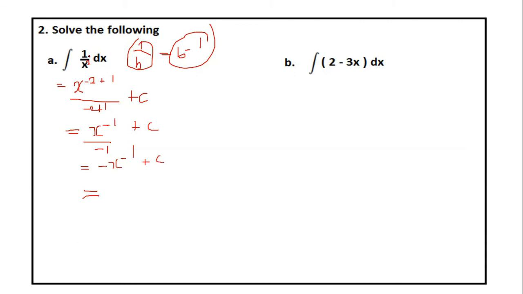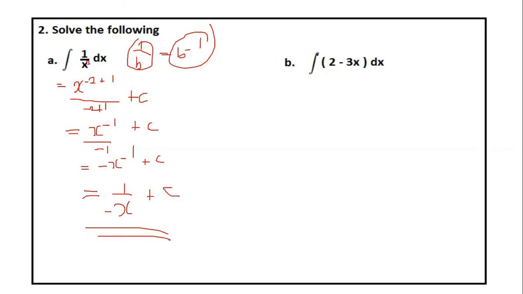Then I should take it back now to this format in which it was. So now when that happens, I'm going to have 1 over x, and this x is negative. This one here, I've changed it, plus c. So this is what I'm going to have when I integrate.